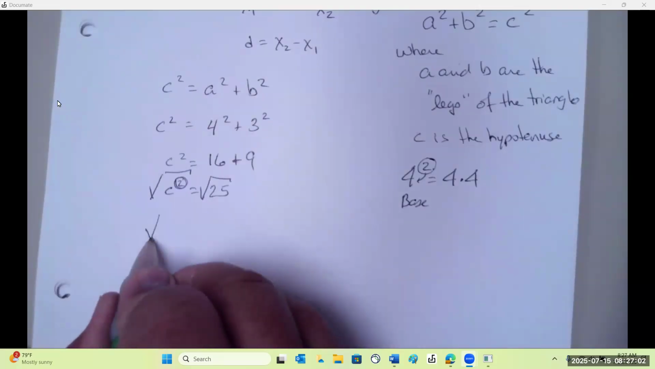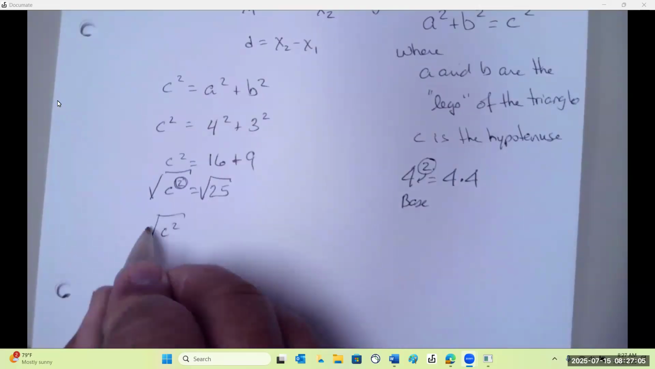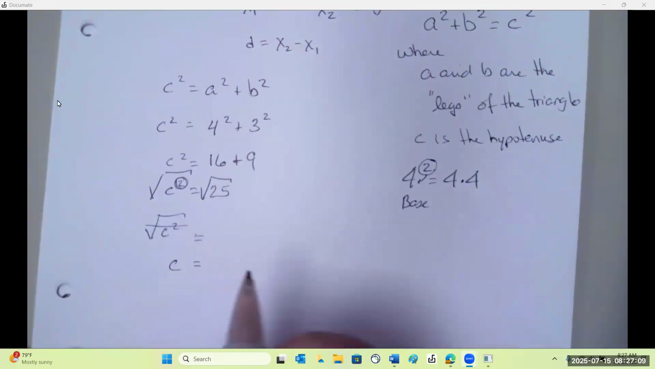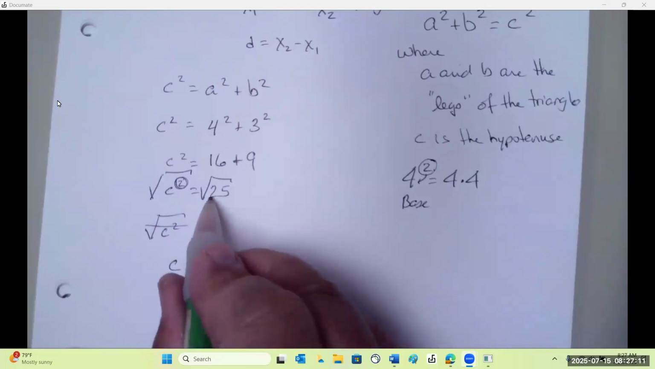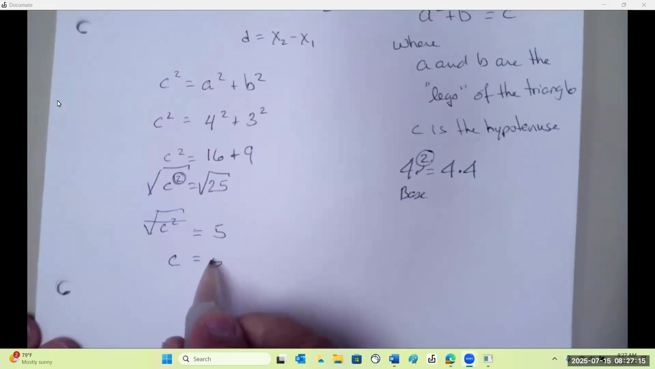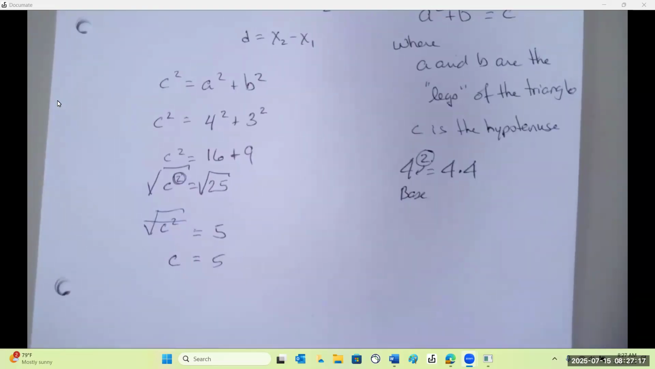So the square root and the square cancel out. That leaves c. The square root of 25 is 5. Why is the square root of 25 5? 5 times 5 is 25.